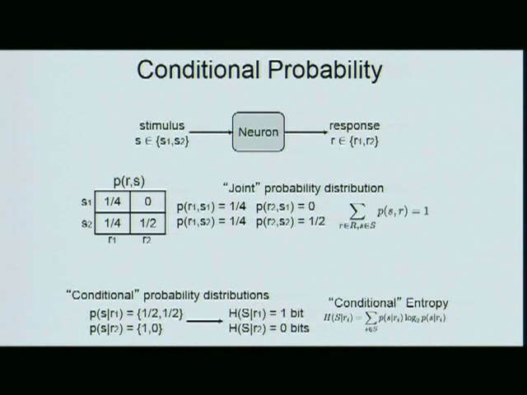So for the joint probability distribution, P of R comma S, the probability of all states has to sum to 1. But for the conditional probability distributions, you would renormalize it so that this column sums to 1, or this column sums to 1. Or if you wanted the conditional of R given S, then you would have to redo it so that this row sums to 1, or this one sums to 1. Okay?